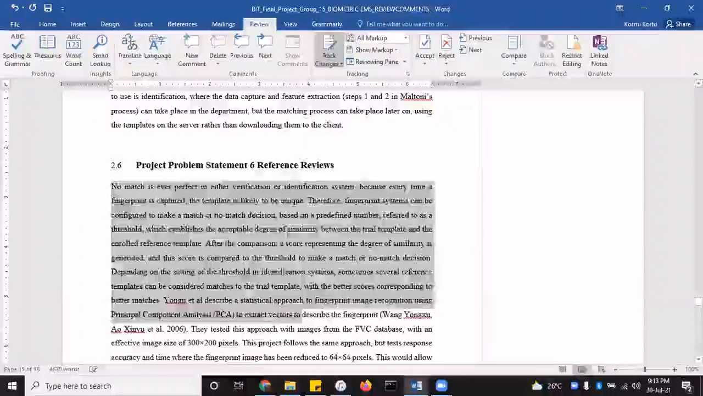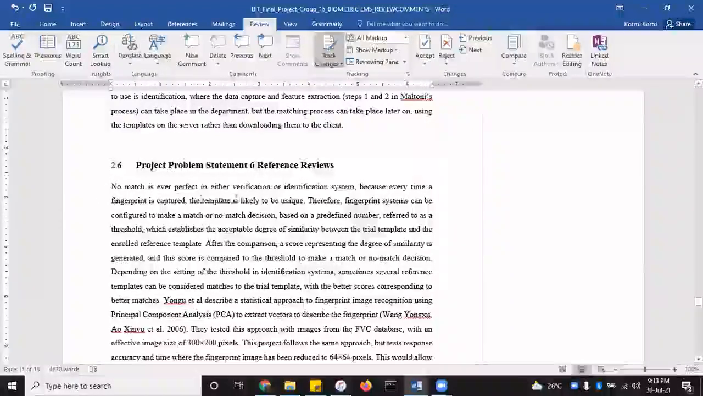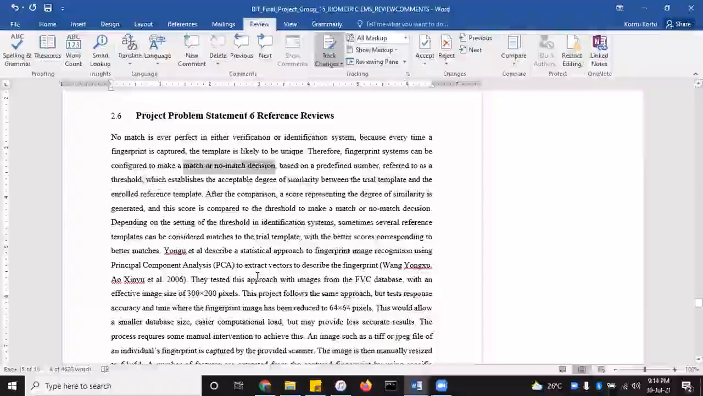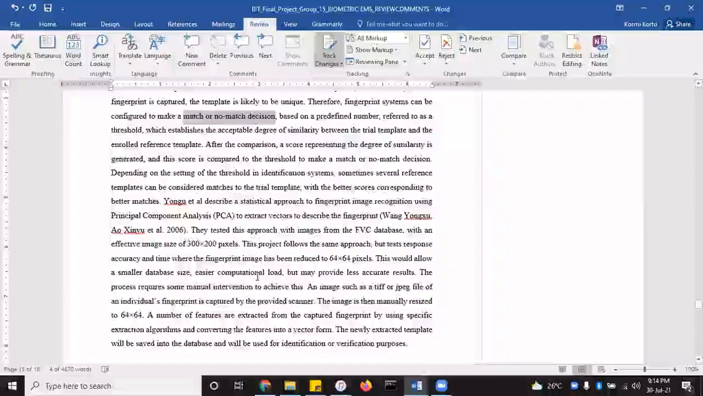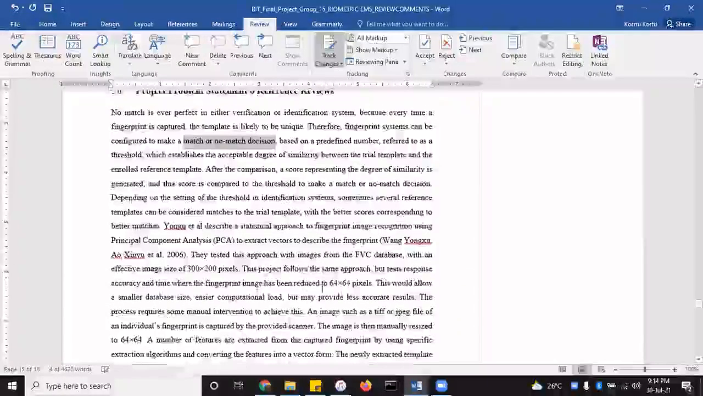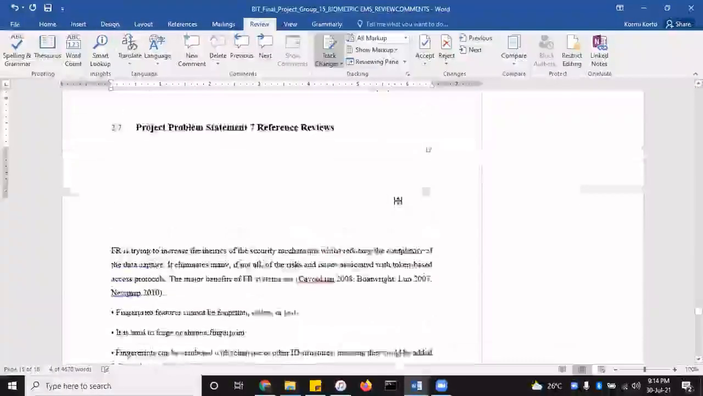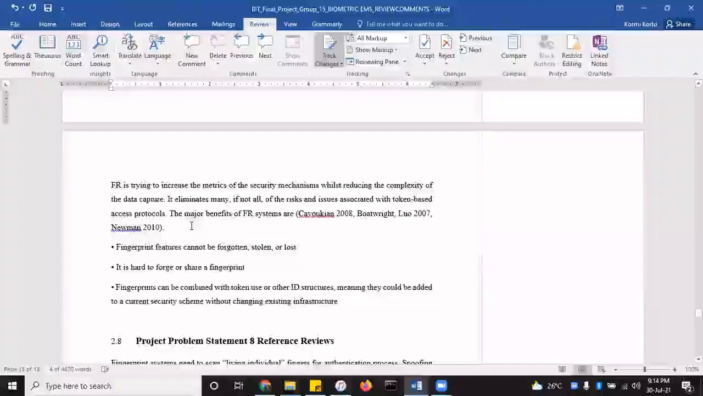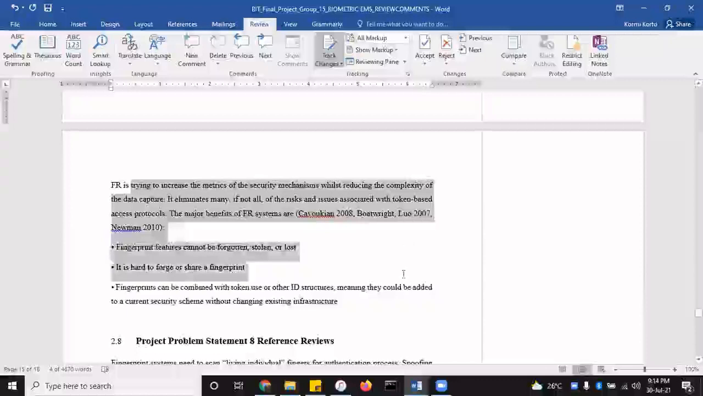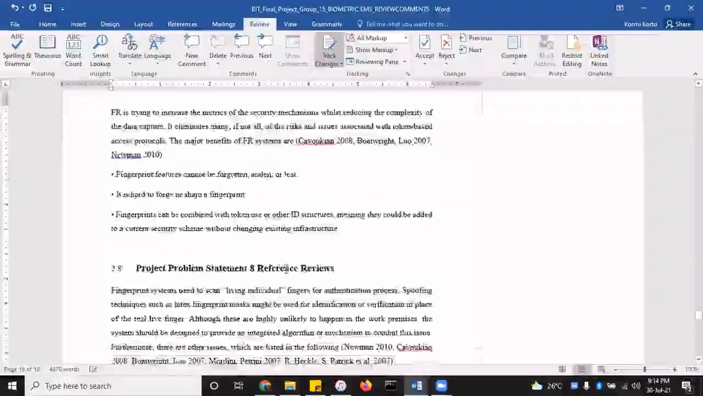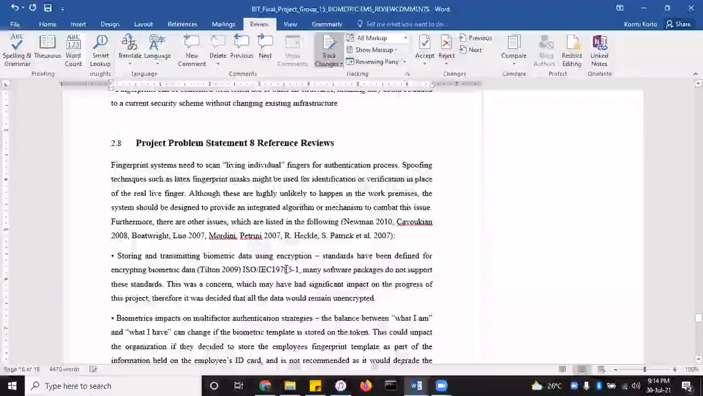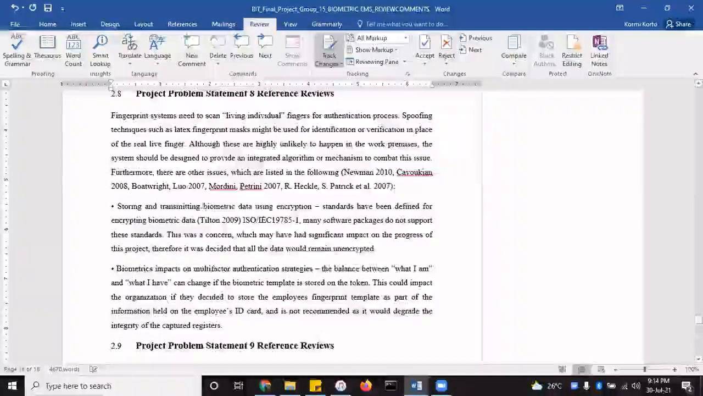This part over here, let me see if I can get any, still on the verification part. Verification, matching, what else can I extract from here that relates to the problem statement? Okay, so I'm guessing all of this is all about that line of problem statement that he pointed out. Now, what about this side over here? Trying to increase the metrics, security. What else? Storing and transmitting biometric. Okay.